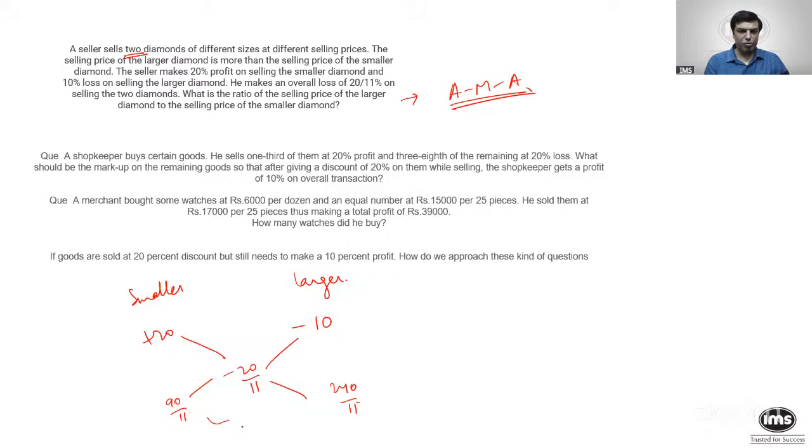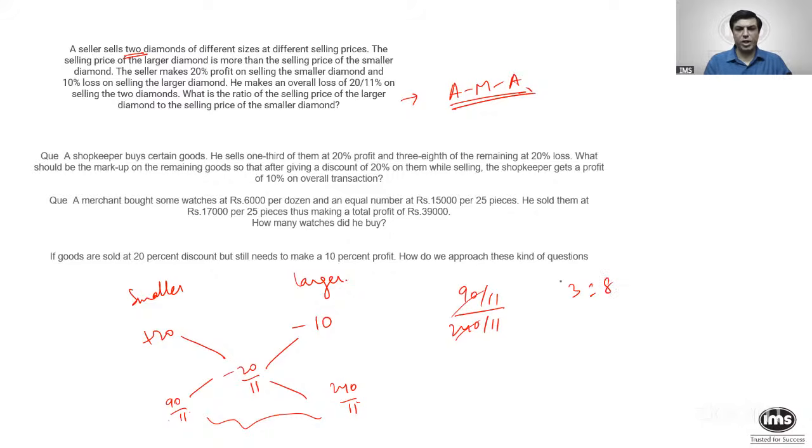This is the ratio of cost price. Please remember, profit or loss, whatever it is, is calculated on cost price. So this is the ratio of cost price. What is this ratio? This is nothing but 3:8, right? 3:8 is the cost price.